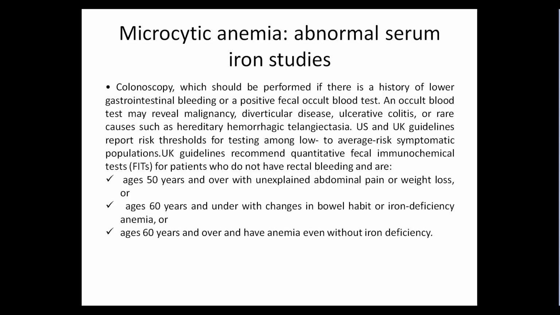United States and United Kingdom guidelines report risk stratification for testing among the low to average risk symptomatic population. United Kingdom guidelines recommend quantitative fecal immunochemical tests for patients who don't have rectal bleeding and are age 50 years and over with unexplained abdominal pain or weight loss, or under age 60 with changes in bowel habit or iron deficiency anemia, or ages 60 years and over if they have anemia even without iron deficiency.